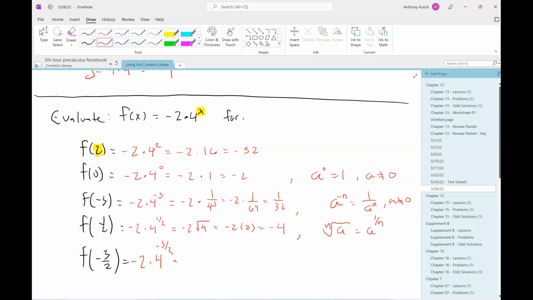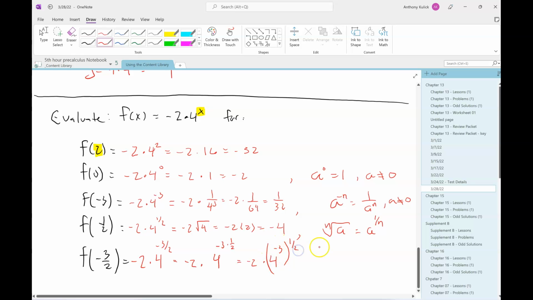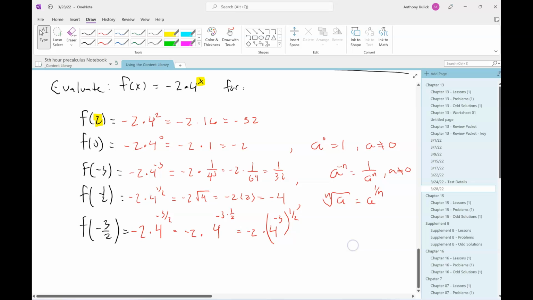Wowzers, a lot of stuff going on here. This is the way that I would think about this though. I know that the product, well, maybe we'll write it one more step. I'm going to think about that as negative 3 times 1 half, right? That's the same thing as negative 3 over 2. And I know the product of an exponent is the same thing as an exponent of an exponent. I'll write it down right now.